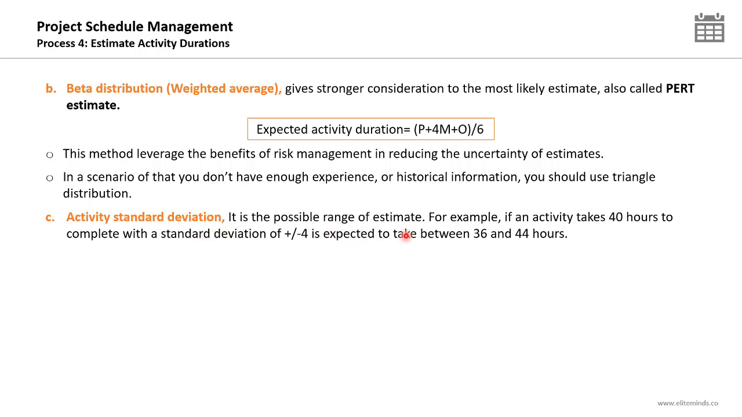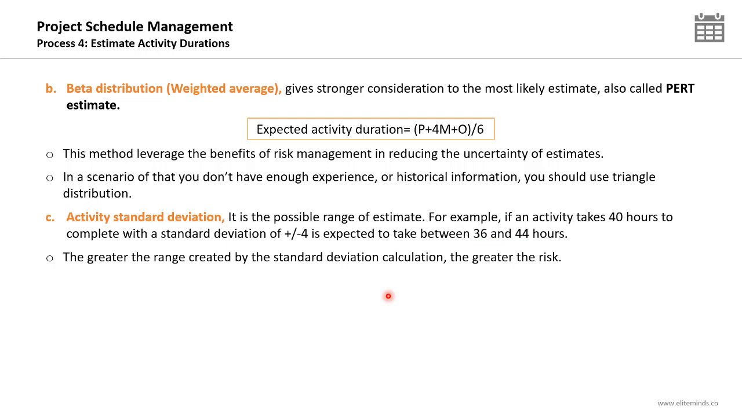For example, an activity that takes 40 hours to complete with a standard deviation of plus minus 4 is expected to take between 36 and 44 hours. This is the range of estimate for this activity. It's 40 plus minus 4, so it is from 40 minus 4 to 40 plus 4.